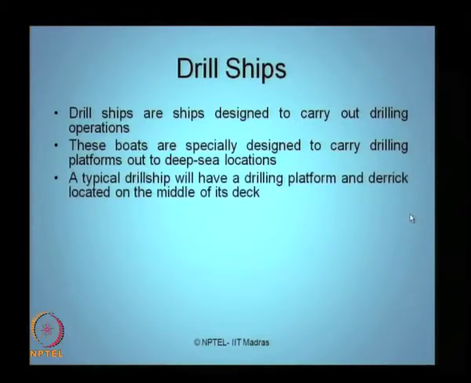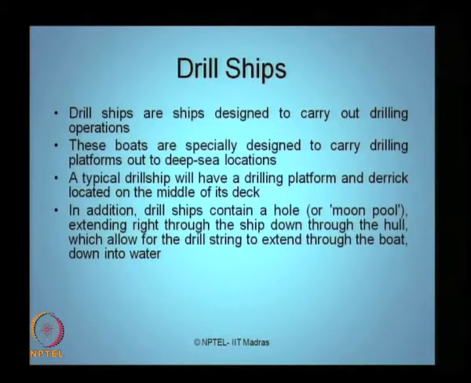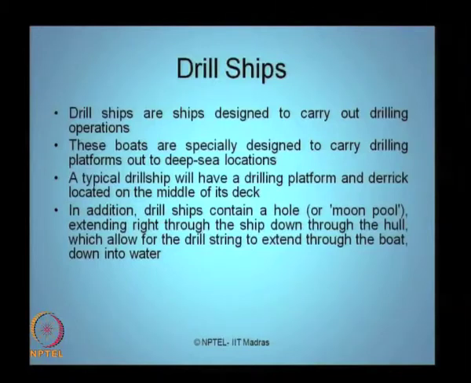A typical drill ship will have a drilling platform and a derrick located on the middle of its deck. In addition, drill ships also contain a hole which we call a moon pool. Moon pool is nothing but a hole which extends right through the ship down through the hull. This allows the drill string to extend through the boat down into water.